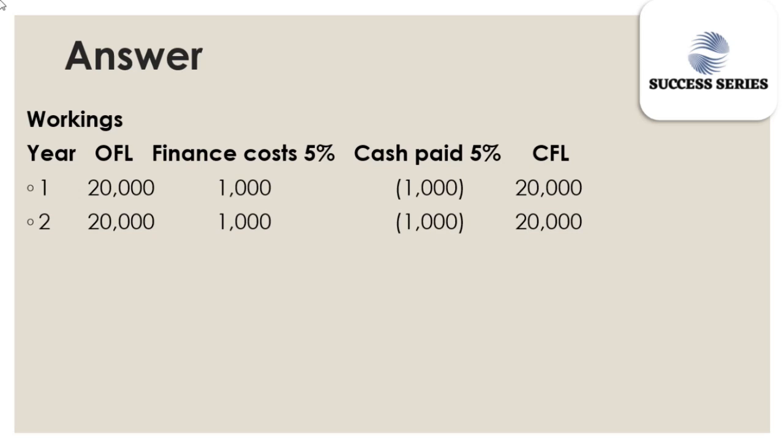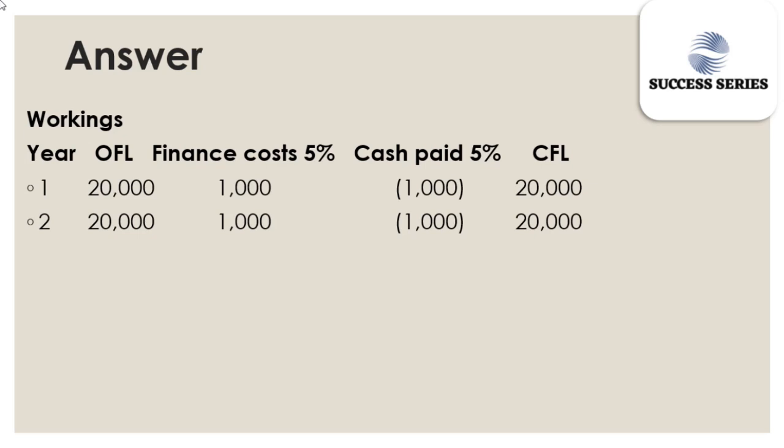And then bear in mind, you need to subtract the cash paid from the summation of the opening balance and the finance cost. That will give us our closing balance. Then we'll do the same for year two. Our closing balance for year one becomes the opening balance for year two. Here the values are the same because our finance cost rate and the coupon rate are the same. If they are not the same, you'll see some differences.